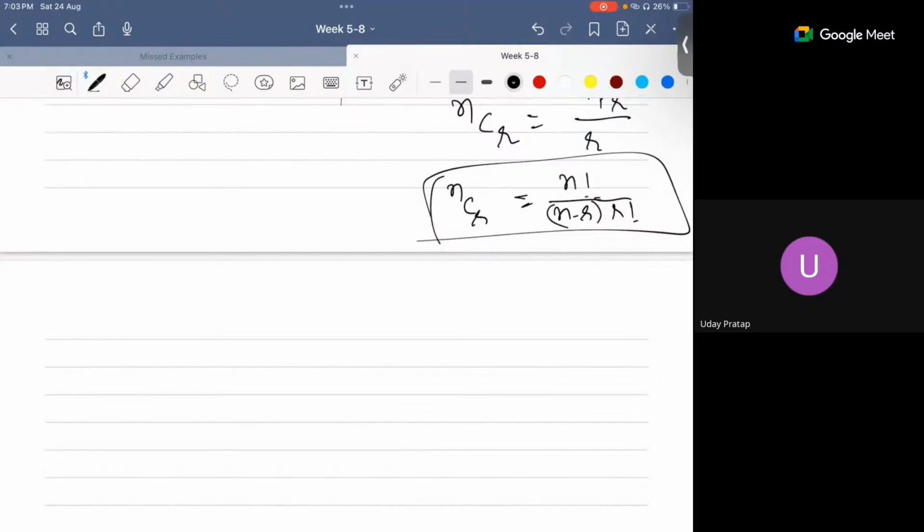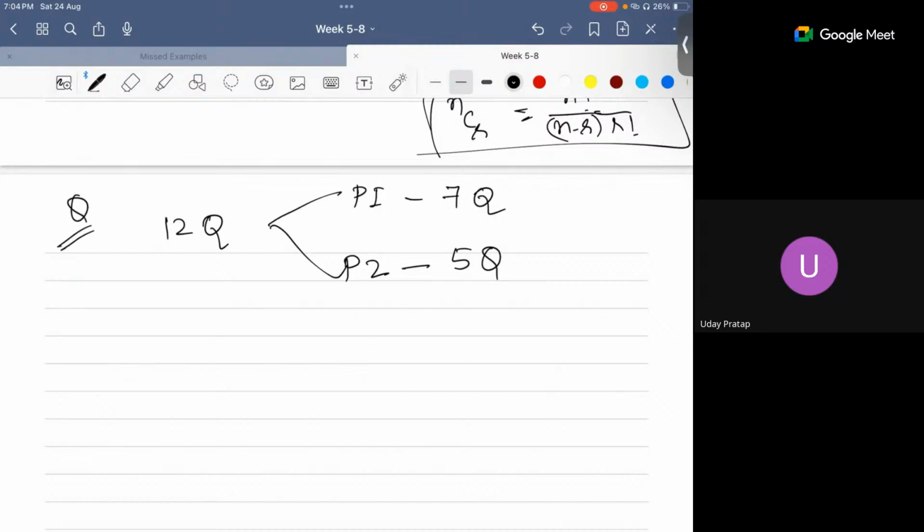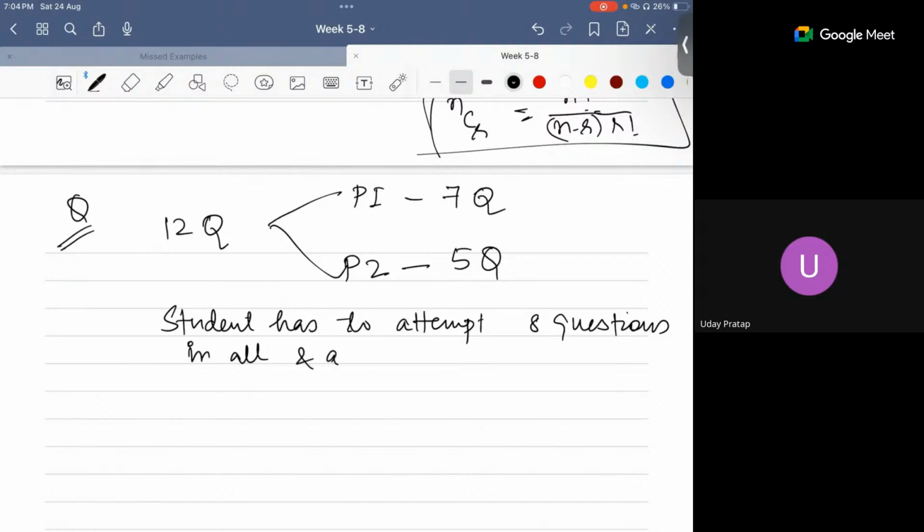Now a question has been given. In the exam paper there were 12 questions, and there were two parts, part 1 and part 2. Part 1 was having 7 questions, part 2 was having 5 questions, and a student has to attempt 8 questions in all, and at least 3 from each part.